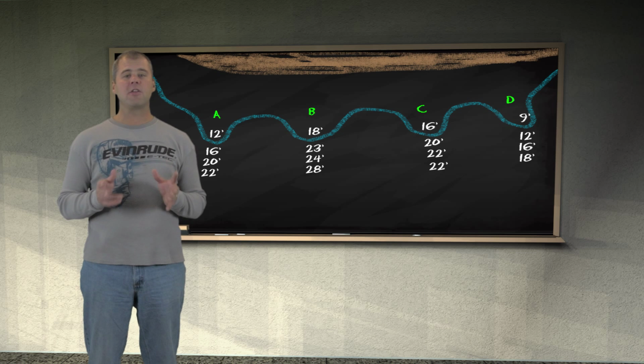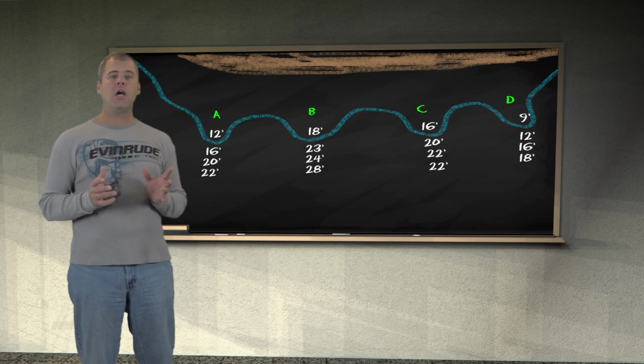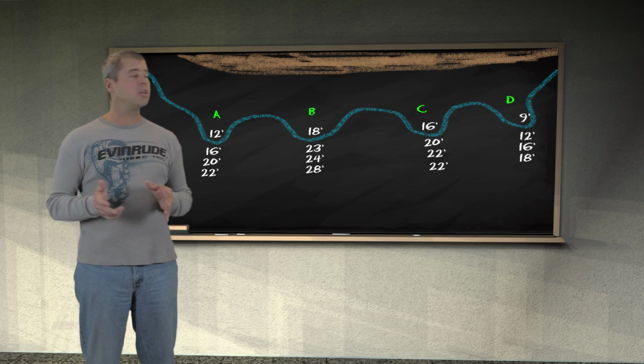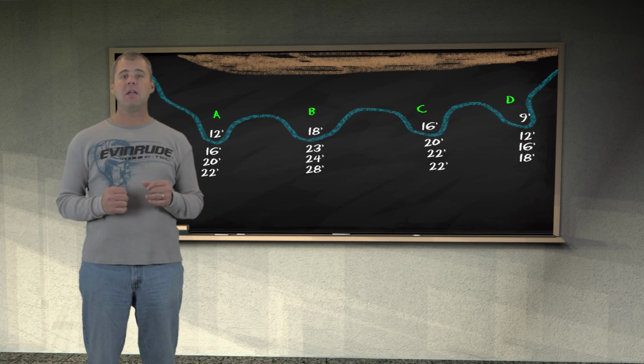Let's take a look at another structure. Here we have a big wide bar. There are many fingers and points on this bar. They are labeled A, B, C, and D. The depth on each finger is different. On point A, it breaks from 12 feet to 16 feet. Point B breaks from 18 feet to 23 feet. Point C breaks from 16 to 20 feet. And point D breaks from 9 to 12 feet.